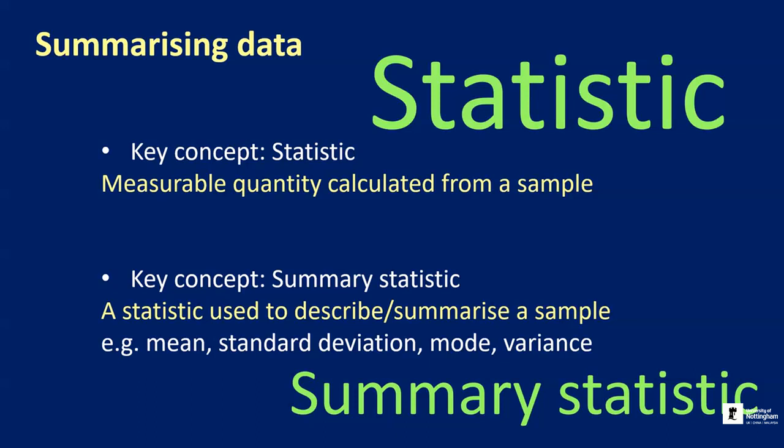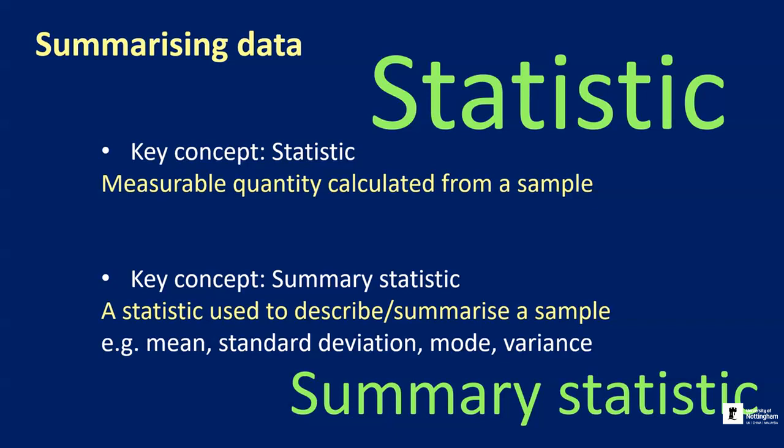So I've already introduced a really key word here, which is statistic. This is a key concept in these lectures. We'll treat a statistic for the purposes of these lectures as a measurable quantity calculated from a sample. And we'll come back to samples later on. In particular, we're going to look now at a type of statistic called a summary statistic, sometimes called a descriptive statistic. This is a statistic which we use in order to summarize or describe a data set or a sample. So for example, you'll know the mean, the standard deviation, probably know the mode, the variance. These are all different summary or descriptive statistics which we use to describe what's going on in a data set.